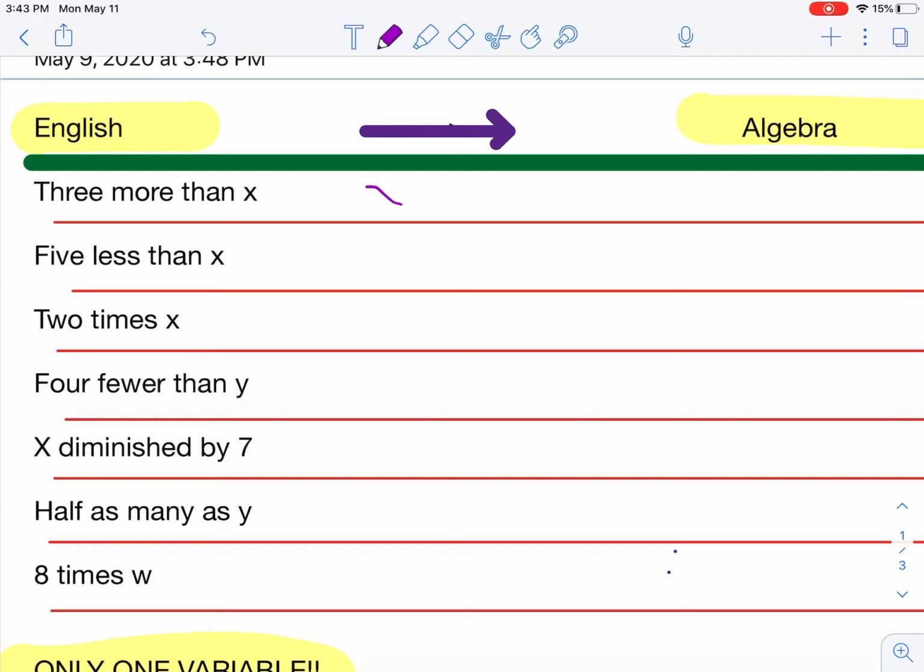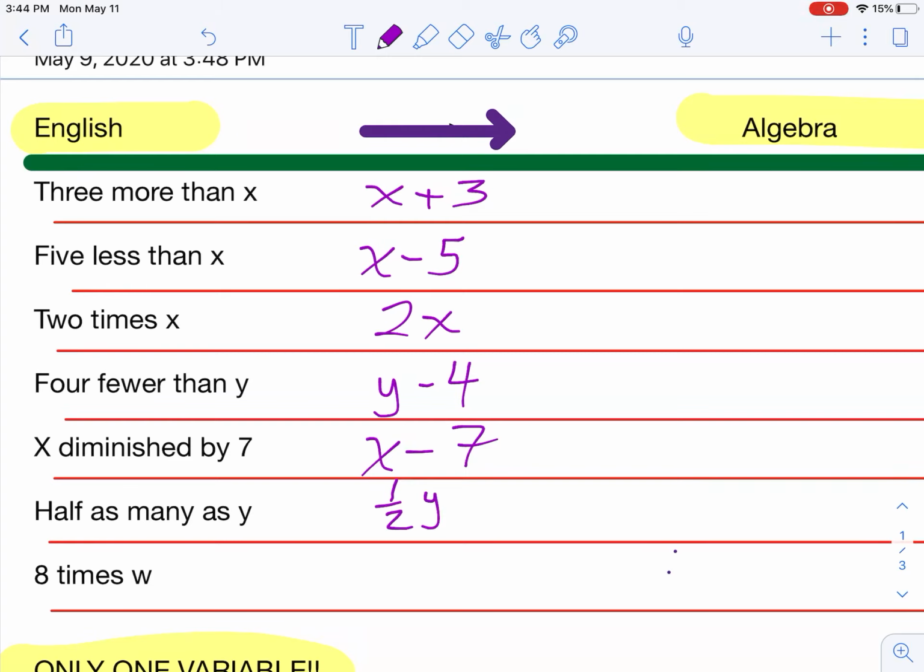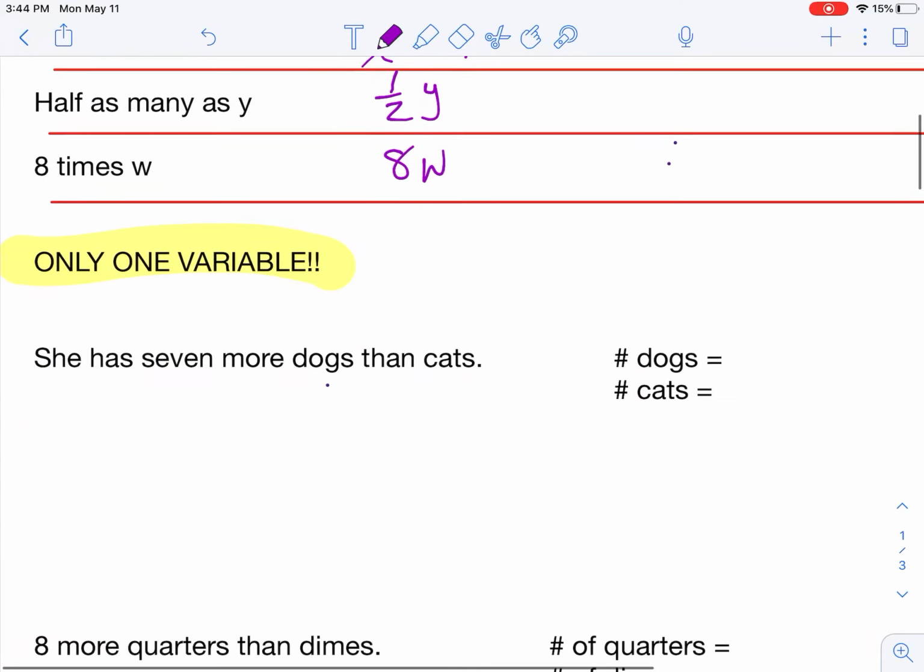So 3 more than x. There you go. 5 less than x. 2 times x. 4 fewer than y. X is being diminished by 7. Half as many as y and 8 times w. All right. Good. So practicing translating from English to algebra.